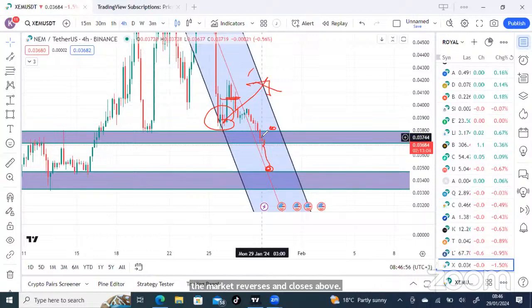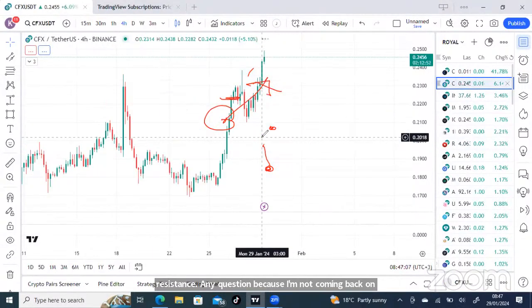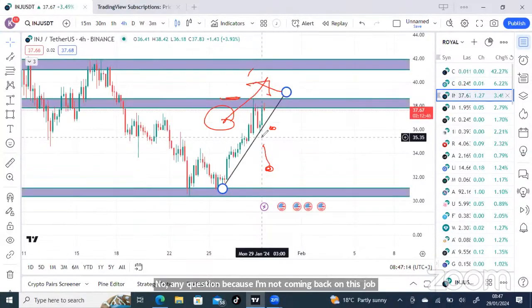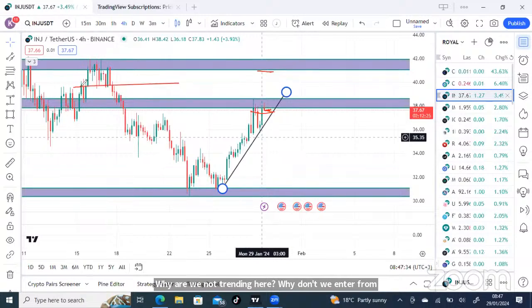Are we learning using parallel channels, support and resistance? Any question? Because I'm not coming back on this topic. The same stuff here. Who can see here? Can we see here, guys? And give me reasons in the chat why we are not trading. Why are we not trading here? Why don't we enter from here and plan to make our exit from here or in these small supports? Anybody with an answer? Why are we not trading here?